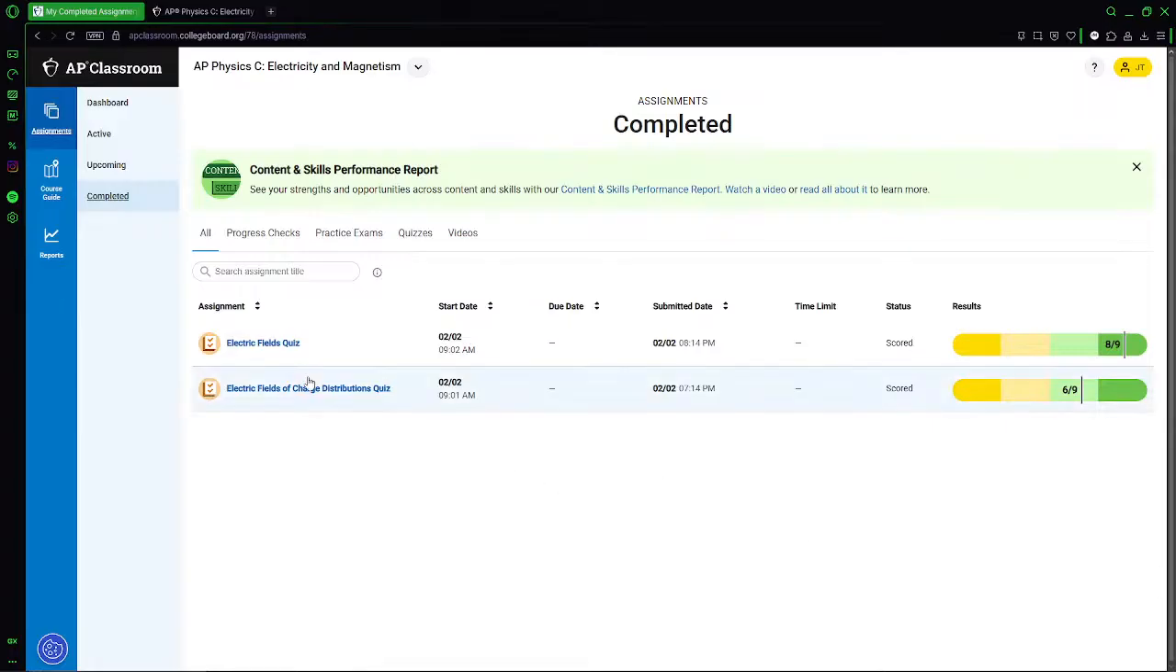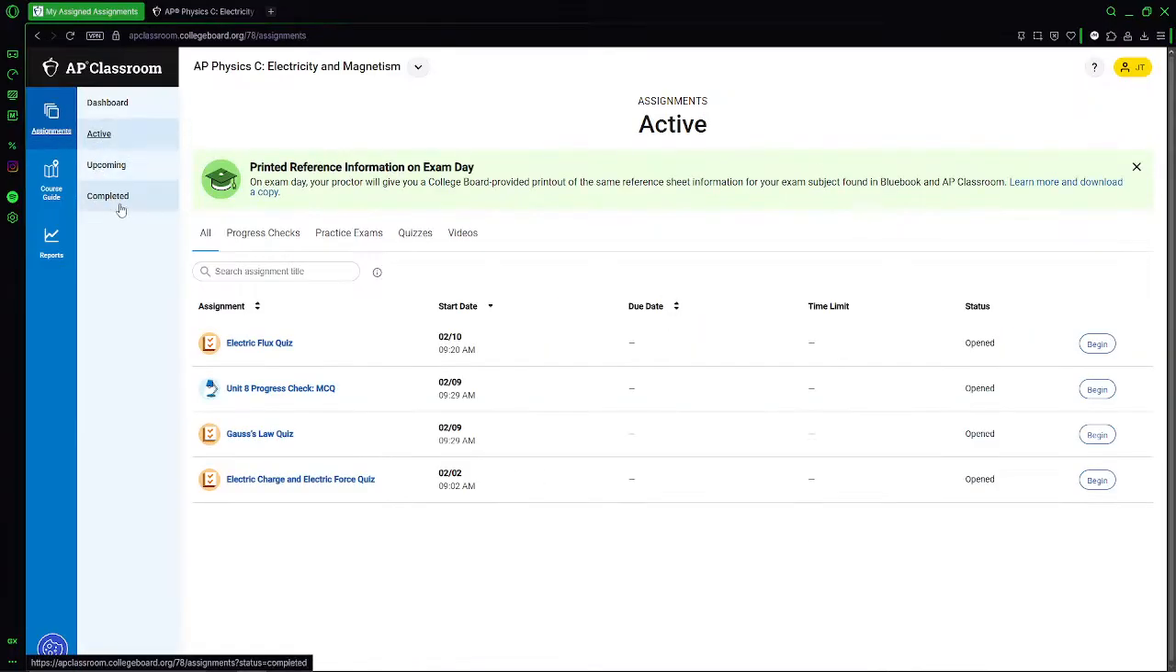Okay, all right, which one? What are we doing? Active or completed? Electric flux quiz. The progress check one, bro. 8. Okay, because that's like everything.